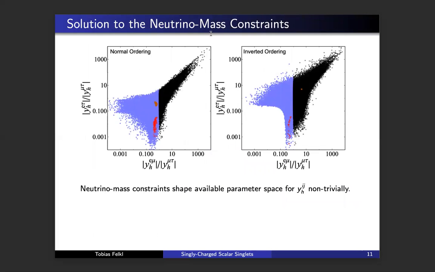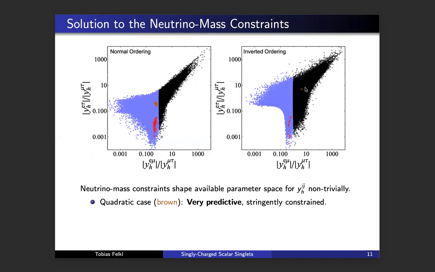For the presentation of the results of solving these constraints, we chose to show only the ratios of coupling magnitudes because the absolute values of the couplings themselves are not directly determined by the constraint. And one can see that apparently a quite non-trivial shaping of the parameter space available for the couplings is obtained upon imposing the constraints. In particular, large hierarchies among the coupling magnitudes are disfavored. Let me explain the colors which occur here.